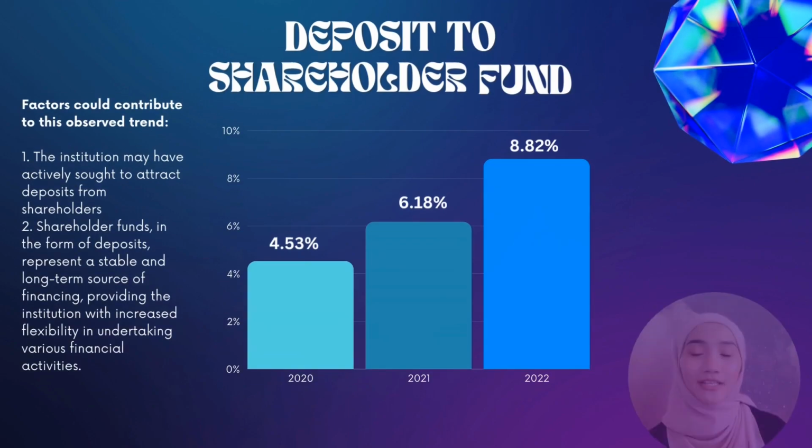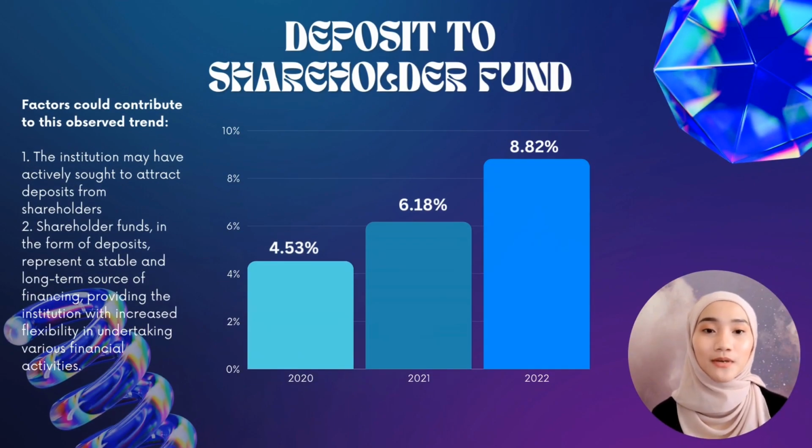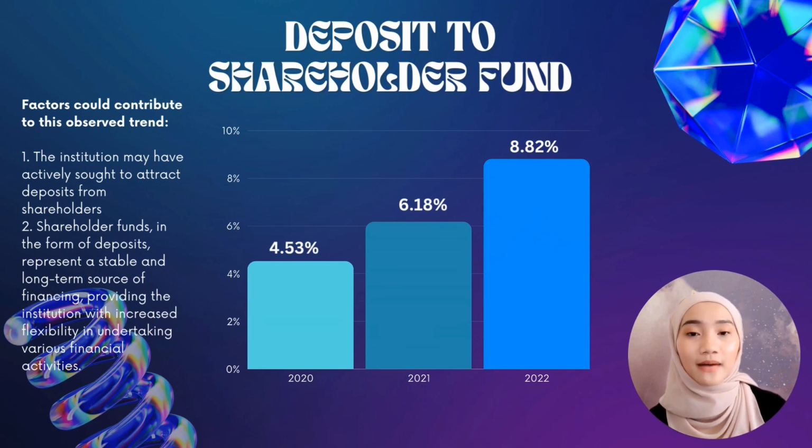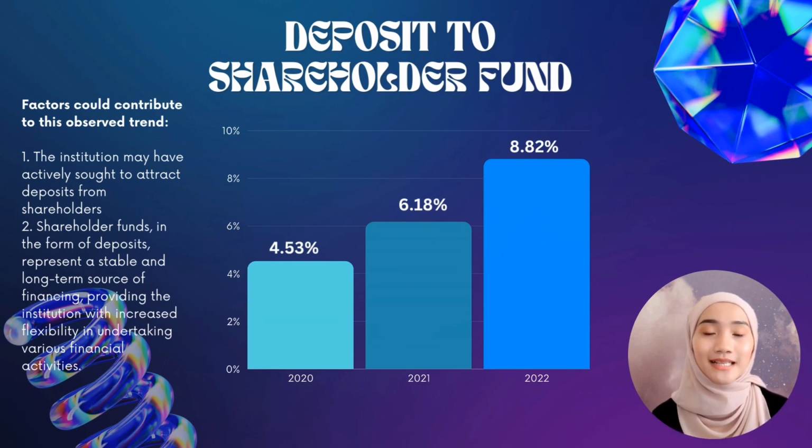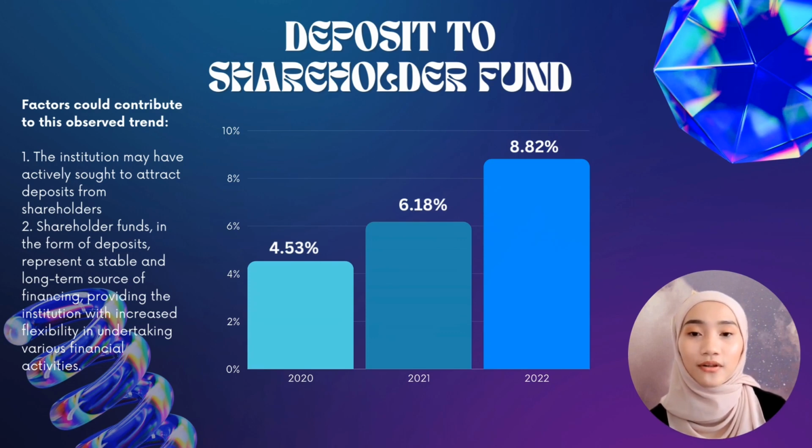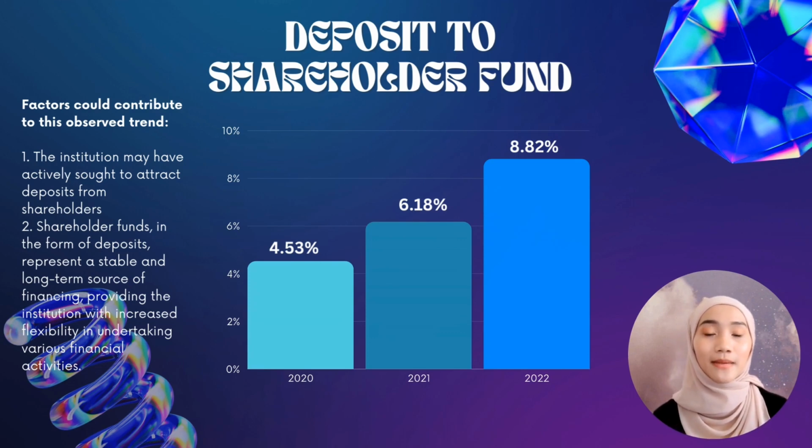For the graph of deposit to shareholder fund, in 2020 this proportion stood at 4.53%, showing a modest beginning. However, a significant uptake is observed in 2021, with the percentage escalating to 6.80%, and a further surge is evident in 2022, reaching 8.82%. This consistent growth suggests a deliberate shift or an evolving strategy by the institution in sourcing and managing its funds. Several factors could contribute to this observed trend.